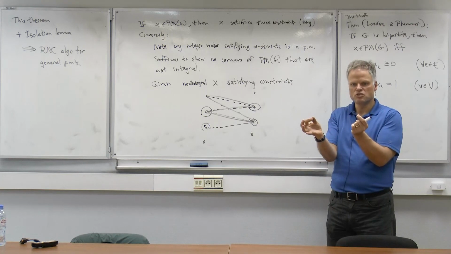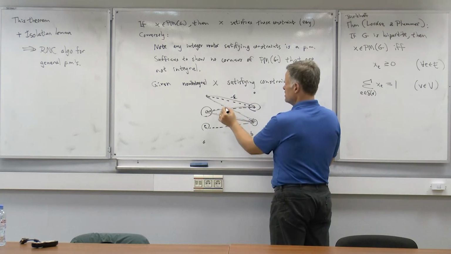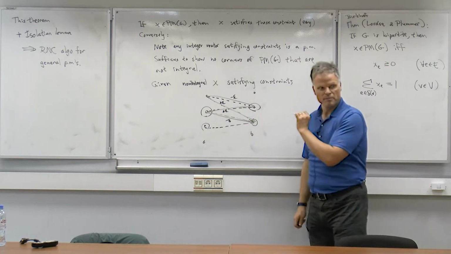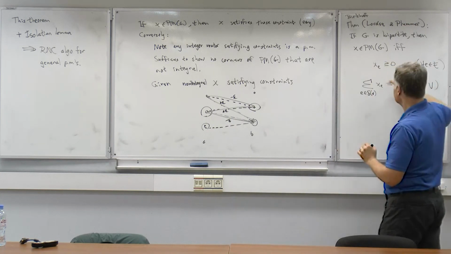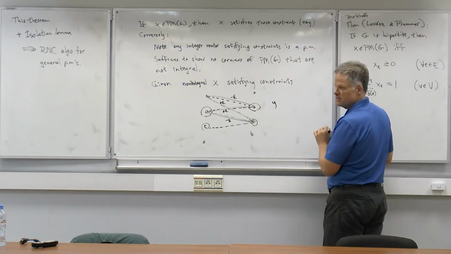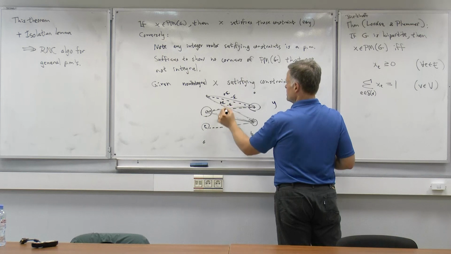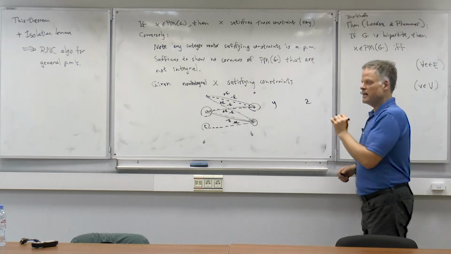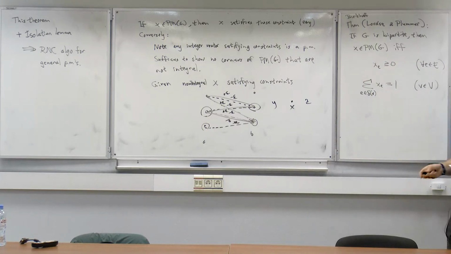Now you can just tweak the contributions on this cycle. You subtract some epsilon from here, add it there, subtract it there, and add it there. As long as epsilon is small enough, because these are non-integral weights, you still satisfy the constraints. That gives you a point y. To get a point z, you do the opposite: add epsilon here, subtract epsilon here, subtract epsilon here, and add epsilon here. The midpoint of these two points is x, and y and z both satisfy the constraints. That's the whole proof.